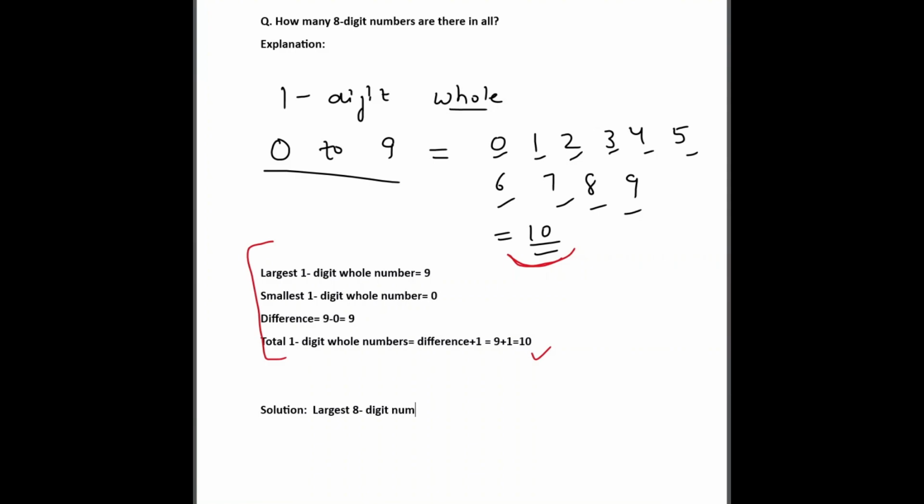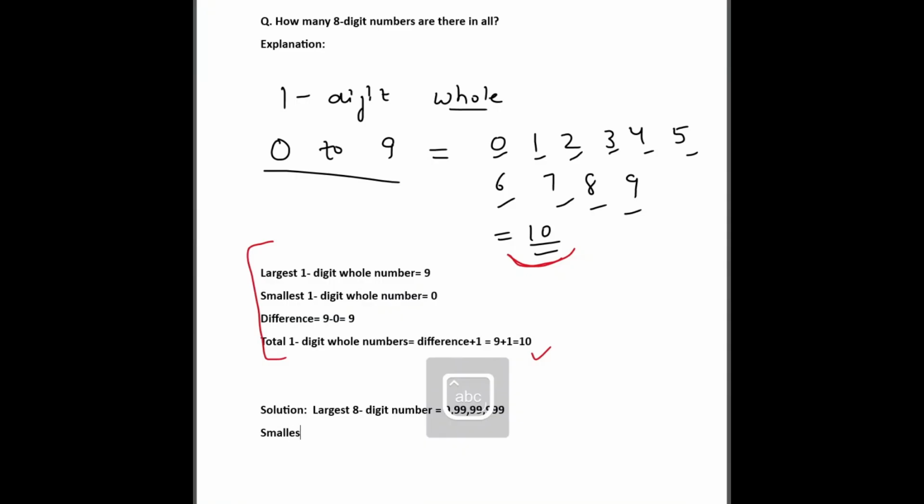Largest 8-digit number is 9 crores 99 lakhs 99,999, right? Basically, you have to write down 8 nines, with a comma to separate the thousands and the hundreds. So ones, tens, 100, 1,000, 10,000, lakh, 10 lakhs, and crores. So 9 crores, 99 lakhs, 99,999 is the largest 8-digit number possible.